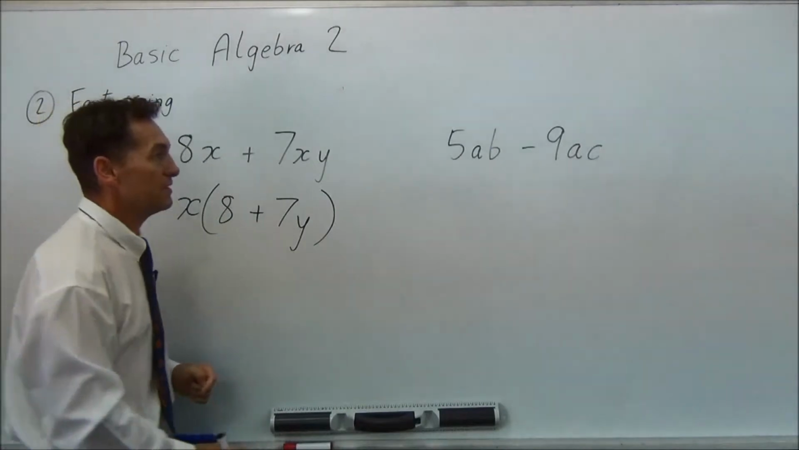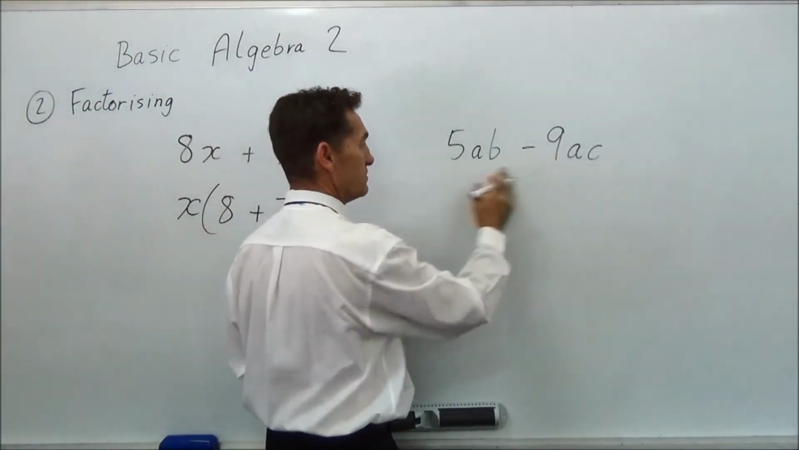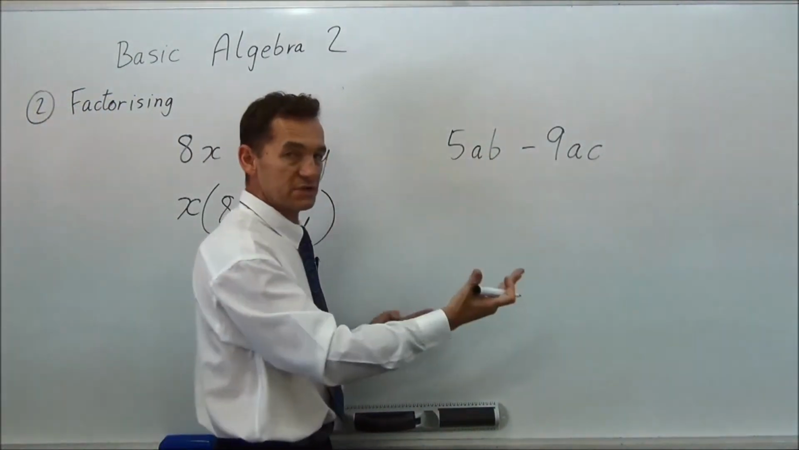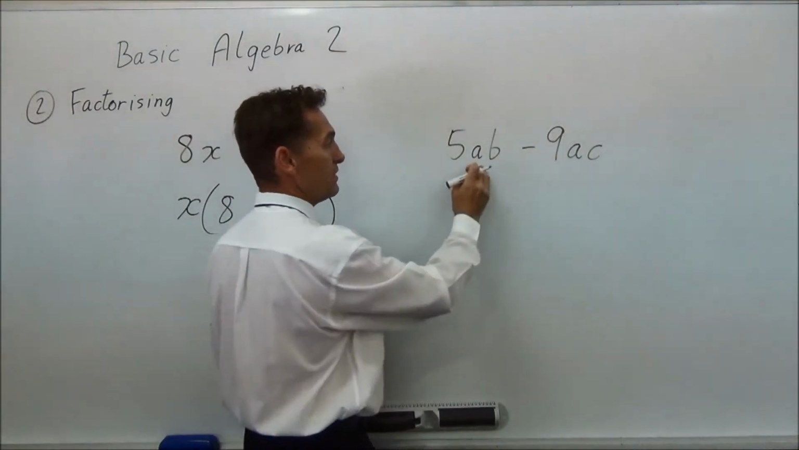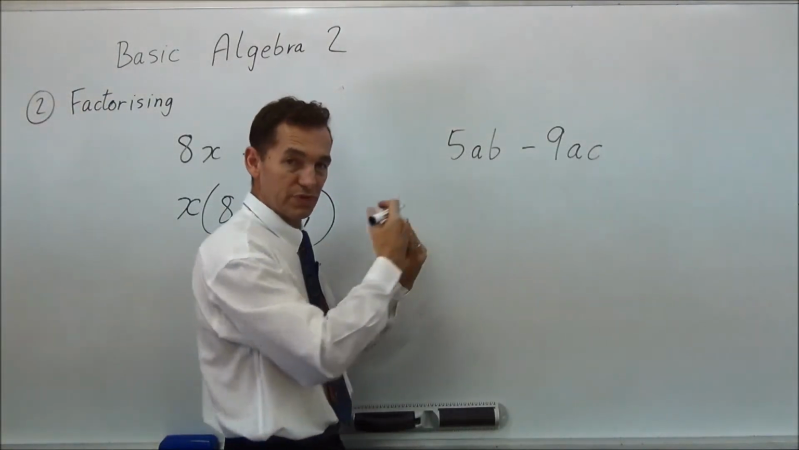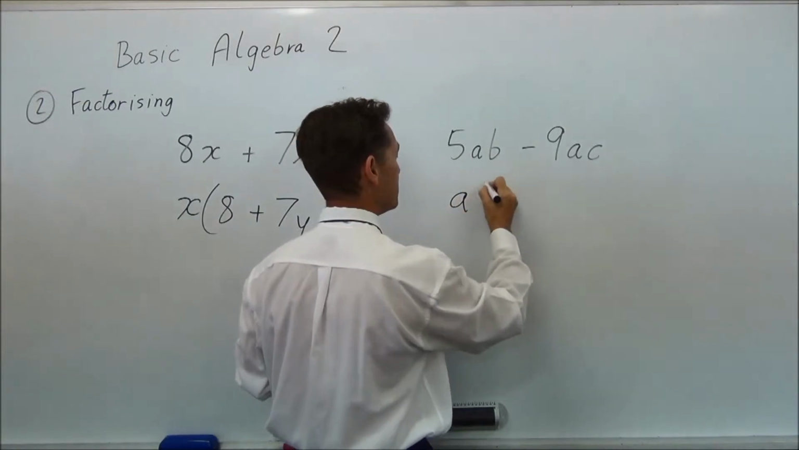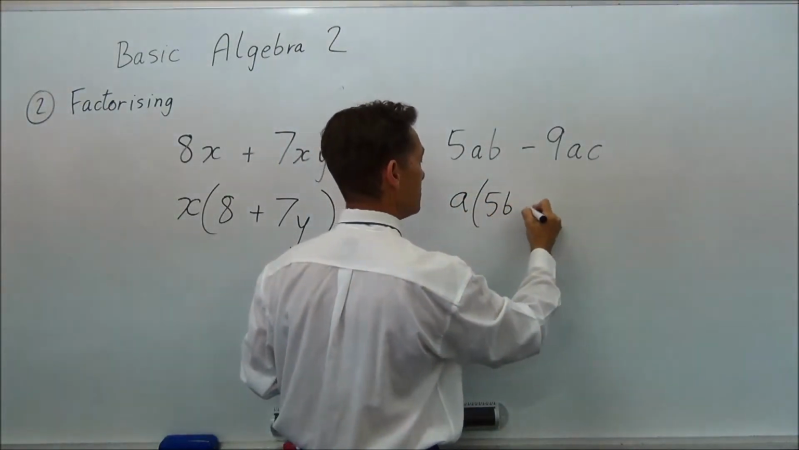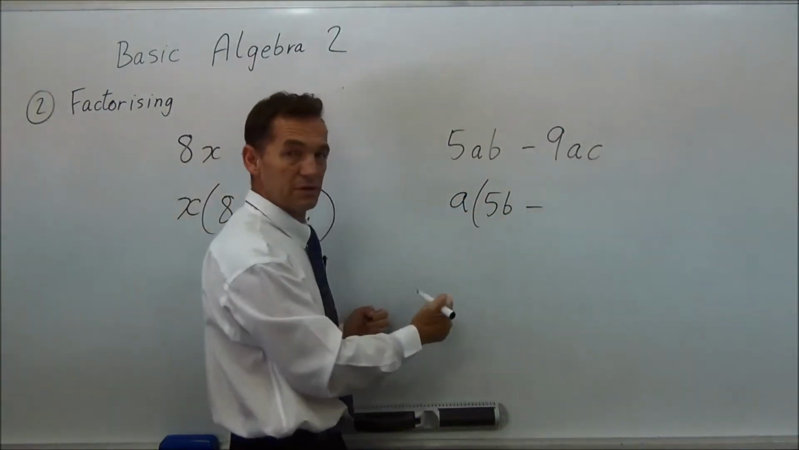You're done. Next one. What's common there and there? Again, the numbers can't come out the front. The only thing that's common is the a. So let's pull the a out the front. So we get a(5b minus, well, what's left over? 9c).